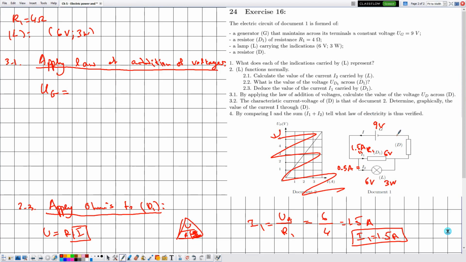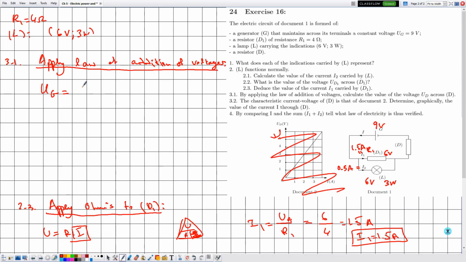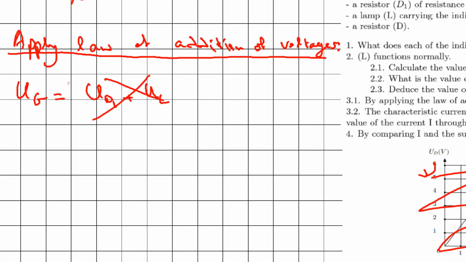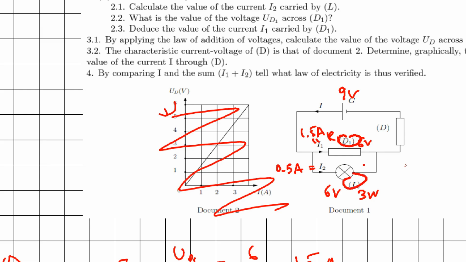On the right hand side of this equation we go across different electric components. Now notice that we have D1 and L in parallel. So in this case we don't write UD1 plus UL. This is completely wrong, because they are in parallel, then they have the same voltage. Either we write UD1 or UL, but we don't write them both. So let me say that we have UD1 plus UD. We don't write both because they are simply in parallel.